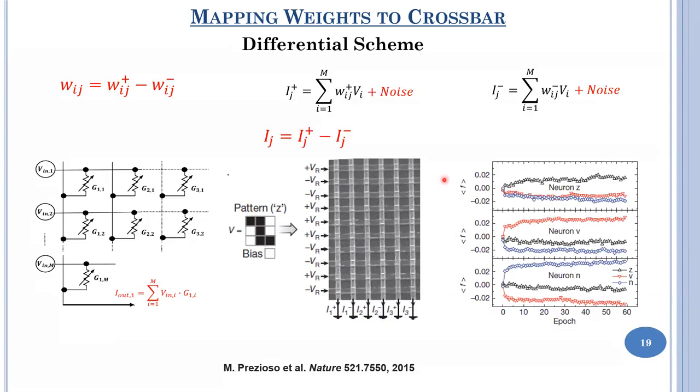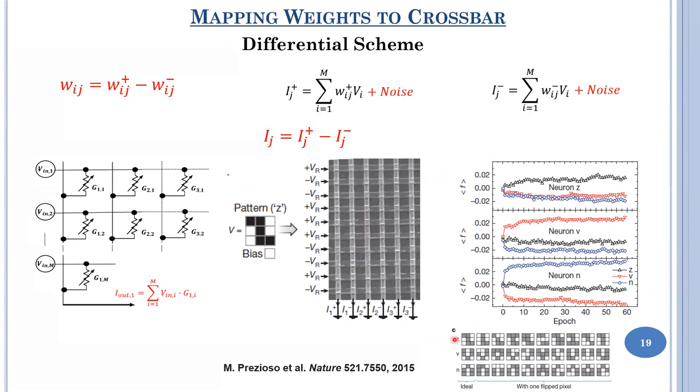If you present to this network anything from class Z, like any of these images, you just apply voltages corresponding to the individual pixels of these images, and then you look at the current being sunk by these different columns. If you present any of the images from first class Z, you see that the neuron corresponding to class Z shows the maximum output, that is, I1 plus minus I1 minus shows the maximum value.